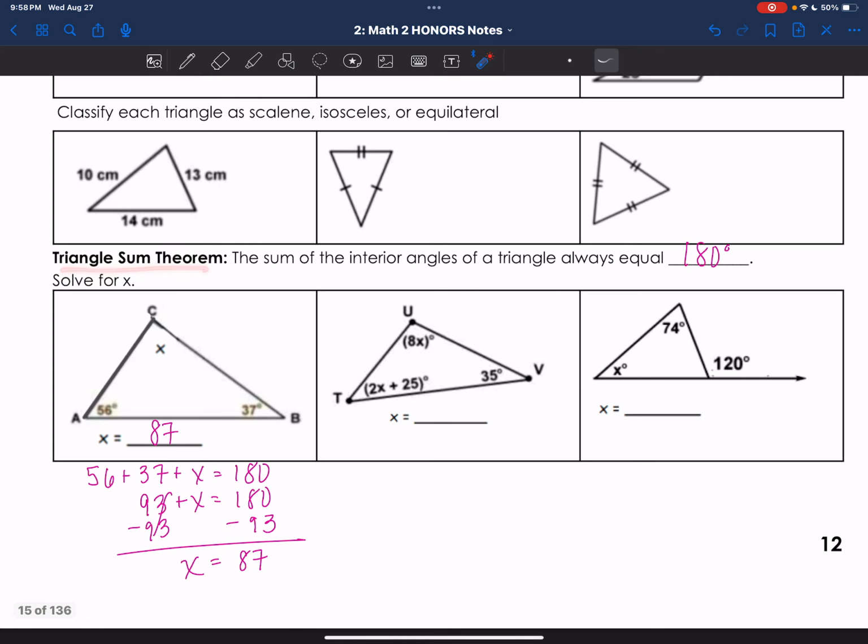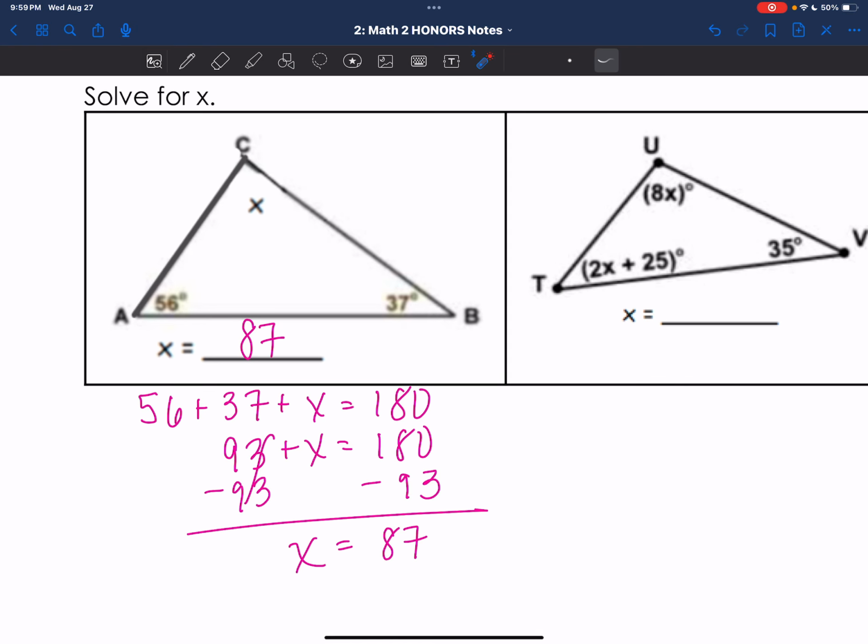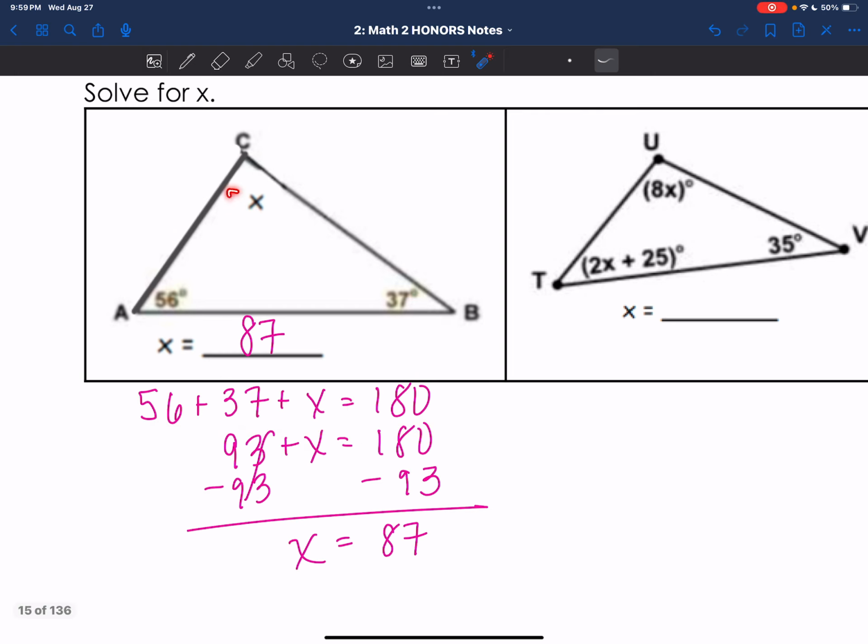and then we're going to come down here to triangle sum theorem. So that's saying the sum of the interior angles is always going to be 180 degrees. So again, this should be a review, but all three angles inside the triangle should equal 180. So I did the first example for you. All we do is take this and equal it to 180. And then when you solve it, you see x is 87. So this angle would be 87 degrees.